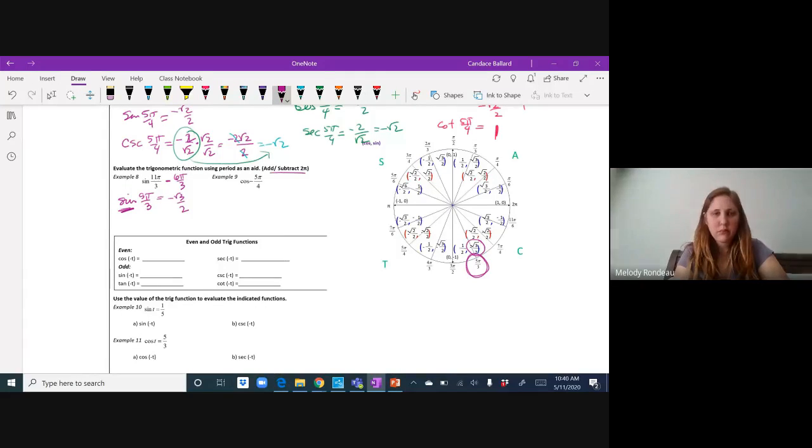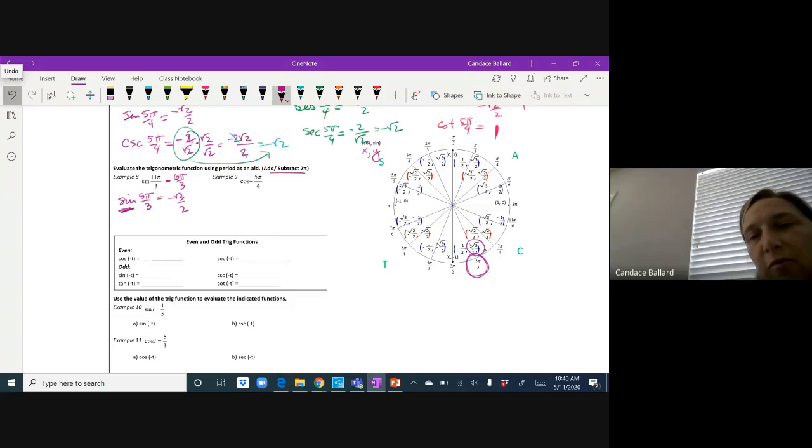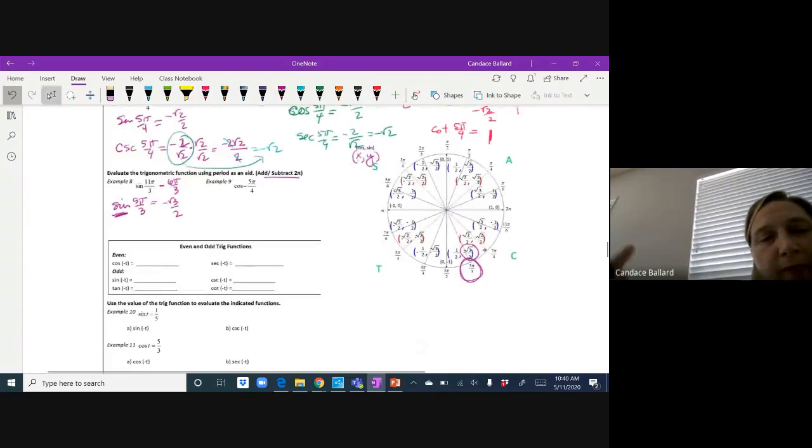And a handy tip that I always try to remind my students on sine and cosine: cosine is first alphabetically and sine is second alphabetically. So x is first alphabetically, y is second alphabetically. So they're in alphabetical order every time.